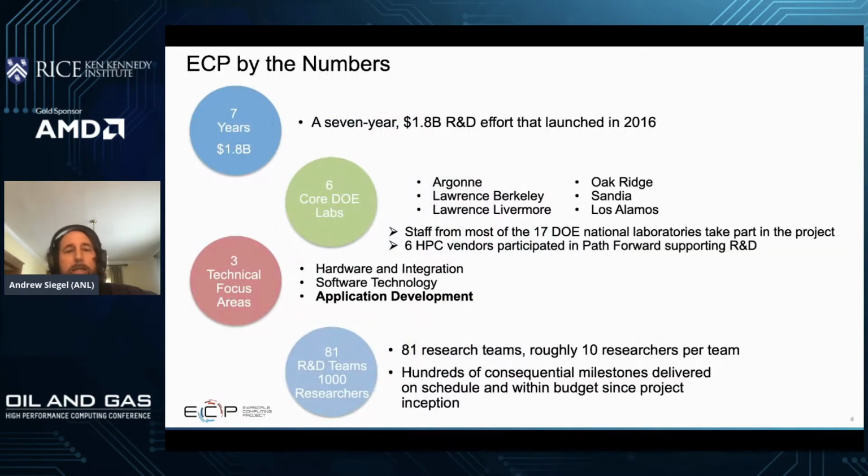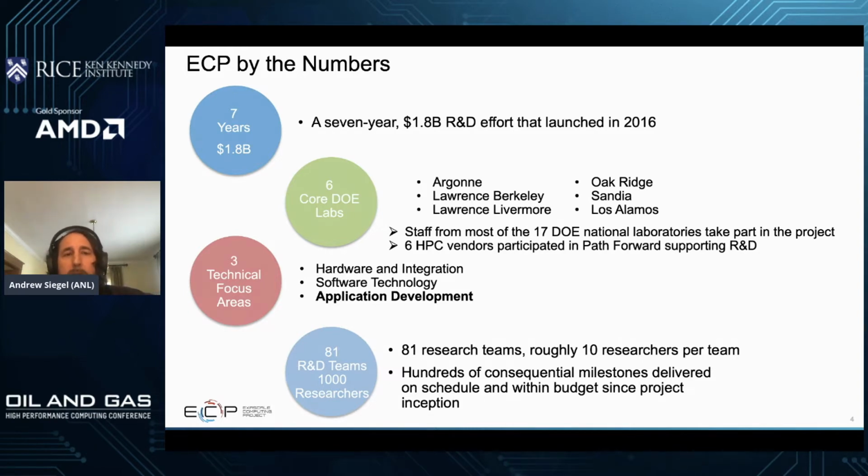Okay, so a few more figures just to get a sense of the scope of ECP. It's a 7-year project. It's a $1.8 billion investment in research and development, and deployment, I would say also. That started in 2016. There are 6 core Department of Energy labs that are involved, and I have them listed here, but there are researchers really from all 17 at any one time, at least, all 17 Department of Energy national laboratories. And it includes 6 high-performance computing vendors who participated in the underlying research and development for the exascale systems as part of a program called Path Forward.